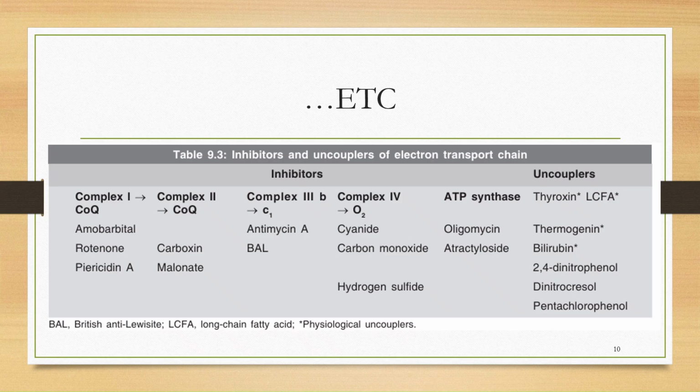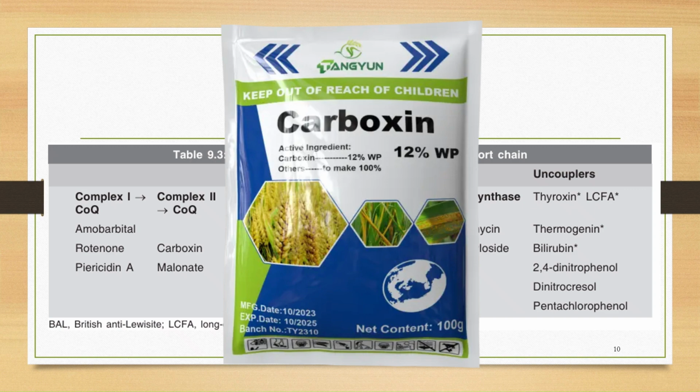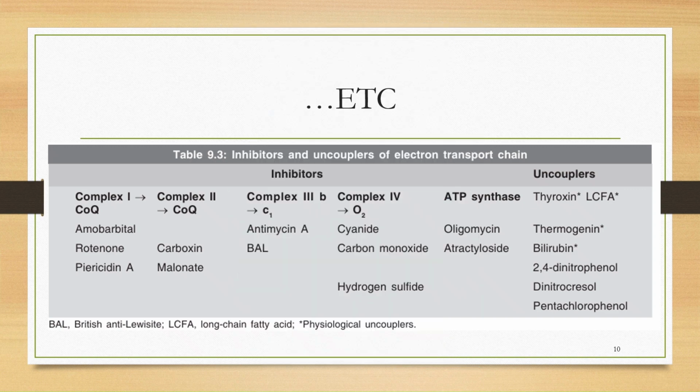Carboxin is a fungicide and is basically used by farmers to prevent the seed from being attacked by fungi. For example, when you harvest corn and it starts growing mold, there are some chemicals or fungicides that are used, and they contain carboxin.